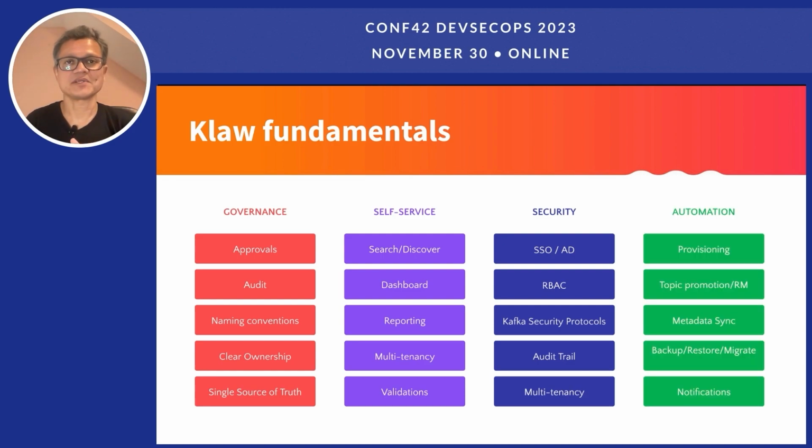And the last one, automation, is a core feature of klaw, making it self-sufficient. It enables easy provisioning of configurations and allows smooth promotion of topics across different environments. Metadata on klaw can be synchronized back and forth from the cluster, with users receiving notifications for every request or the configuration update. Now that we have seen the fundamentals, let's see the architecture of klaw.